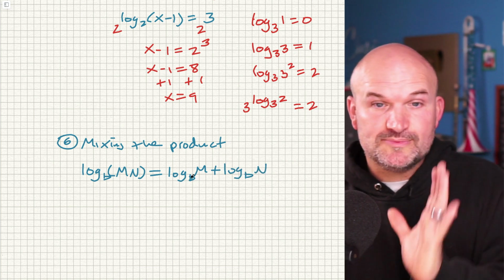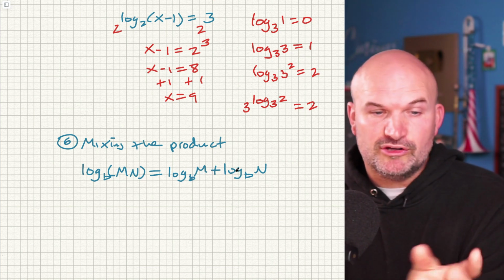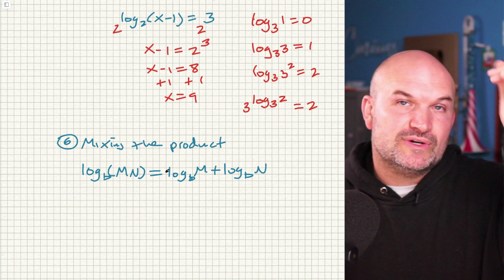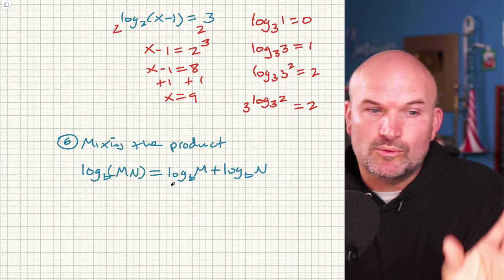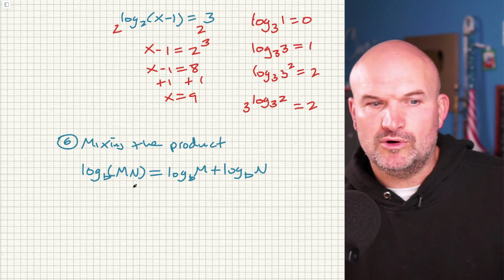Okay, that's the rule. Now it works both ways. If I have a logarithm plus another logarithm and they have the same base, then I can rewrite that, or I can condense that down to one logarithm as a product. But what is the mistake that students will make?